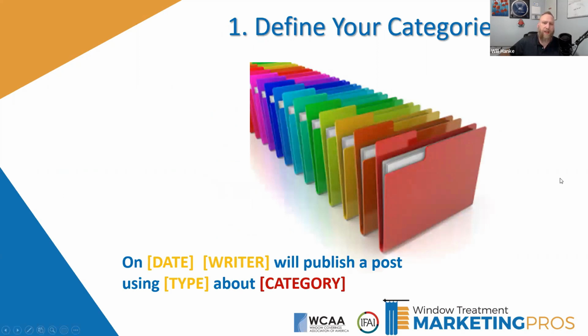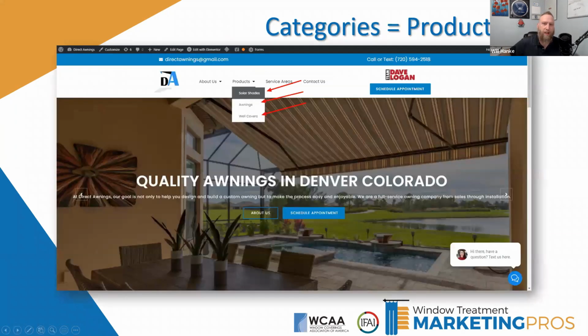So the first piece is to define your categories. And we're going to take this formula backwards. So on date, writer will publish a post using type about category. Categories are not really the topic of the post, but the category that it falls under. So does it fall under a certain product line, right? So categories could be products. You could be writing a blog that's specifically about solar shades or awnings or well covers, something like that. That would be one way to figure out a category, is the list of products or services that you have. So that's a pretty easy one.